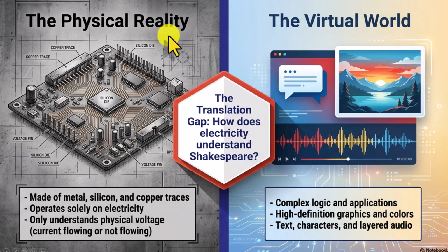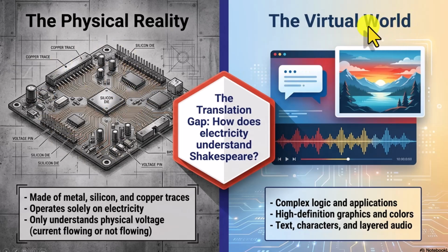The physical reality of our computer system is that it is made up of metal, silicon and copper traces. It operates solely on electricity, and only understands physical voltage, current flowing or current not flowing somewhere. So that is how our hardware is.